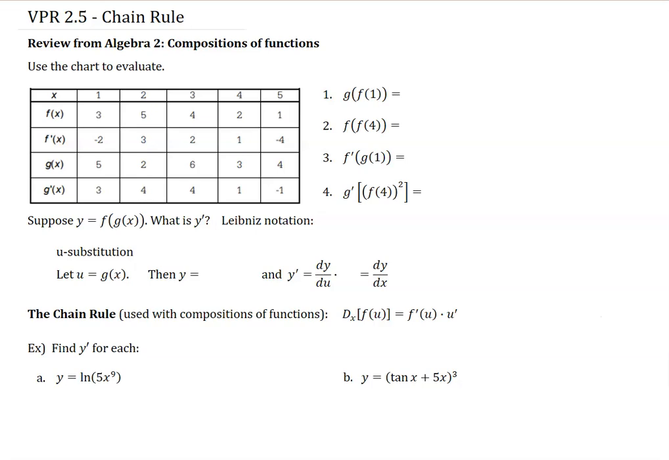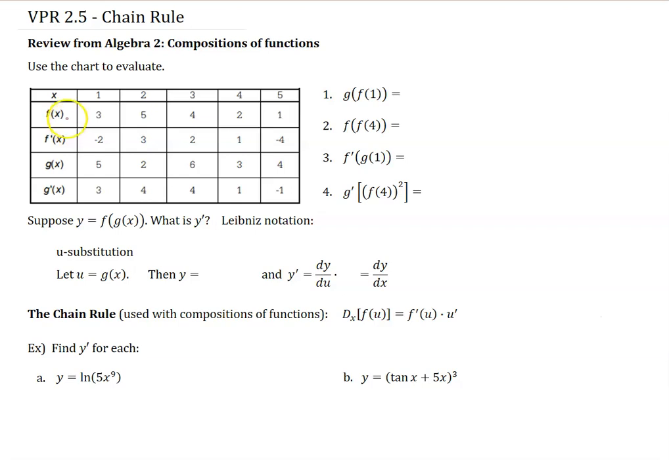So we've already covered the product and quotient rules for derivatives and the power rule and sums and differences. The next big important rule for derivatives, and this one is a major deal because it's going to come up in everything that we do for the rest of the year, is the chain rule. And the chain rule is used to take the derivative of compositions of functions. So real quick, we're going to review, from Algebra 2, compositions of functions.